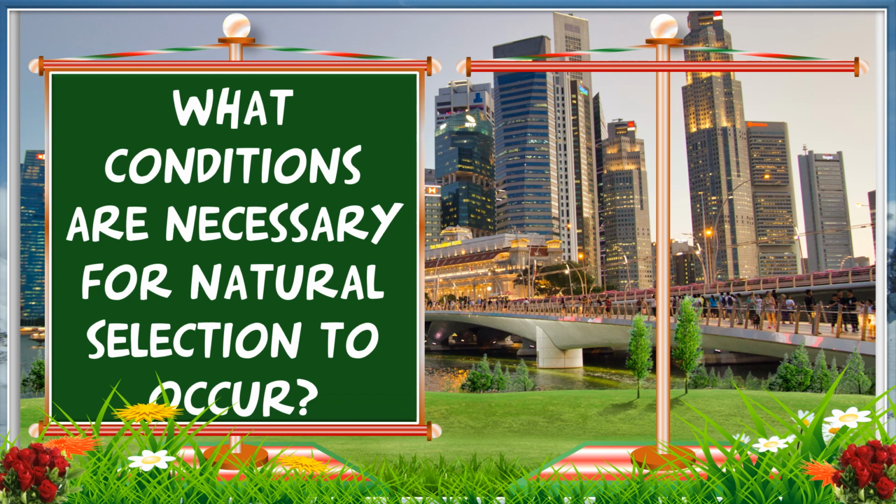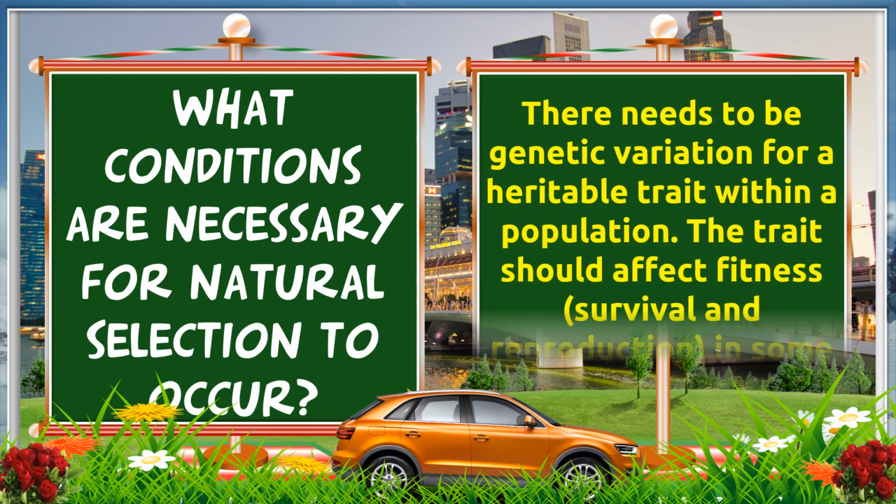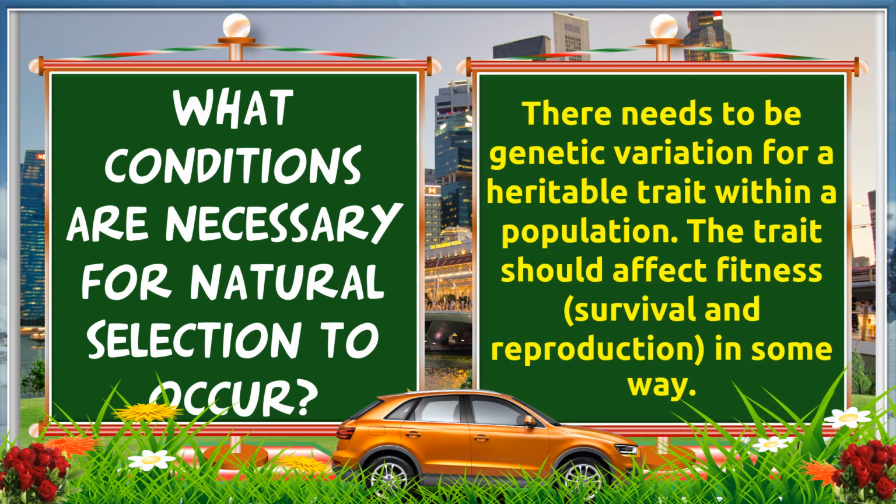What conditions are necessary for natural selection to occur? There needs to be genetic variation for heritable traits within a population. The traits should affect fitness, survival, and reproduction in the same way.